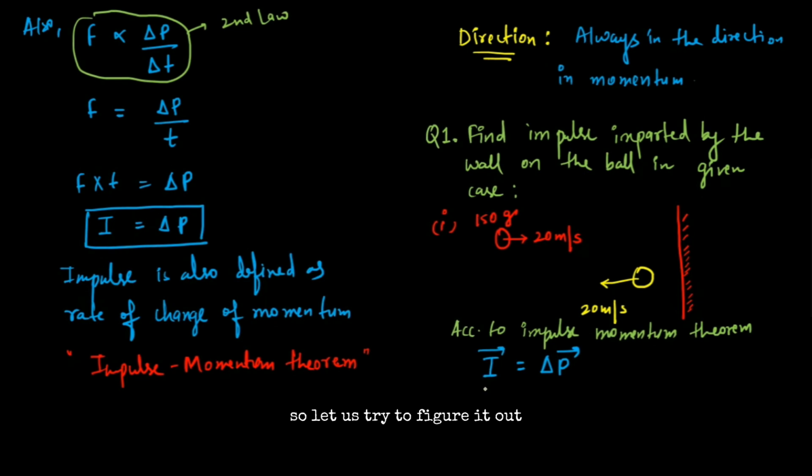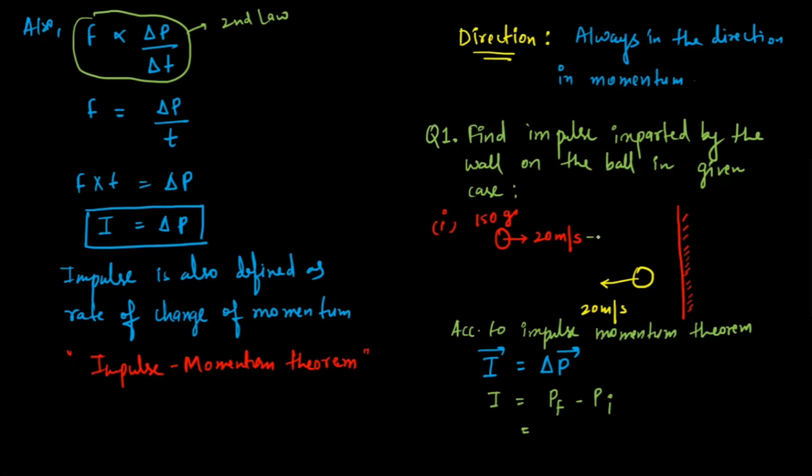So let us try to figure out what the impulse is here by simply putting the values in this relation. I is something we have to find. So delta P is what? Change in momentum, and change in momentum is written as final minus initial. If you try to explain what the final momentum is, you are dealing with a vector quantity, so you have to mention the directions. Now see this particular point, how we're supposed to mention the direction.